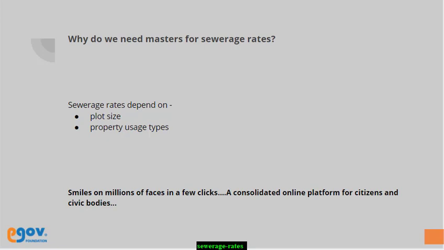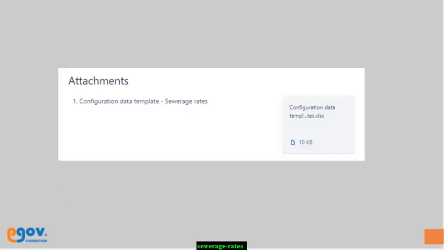The objective here is to capture rates for the predefined property size slabs against listed property usage type. Download the master's data template.